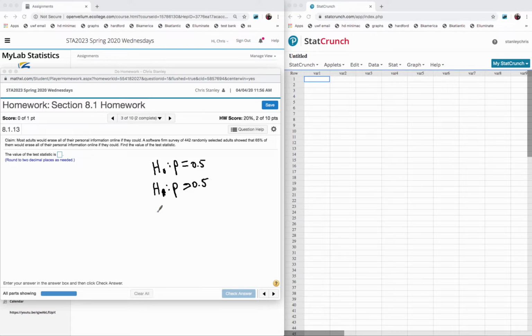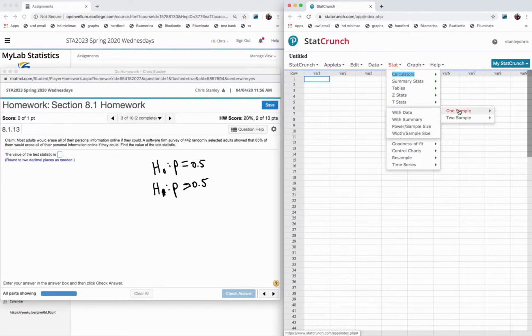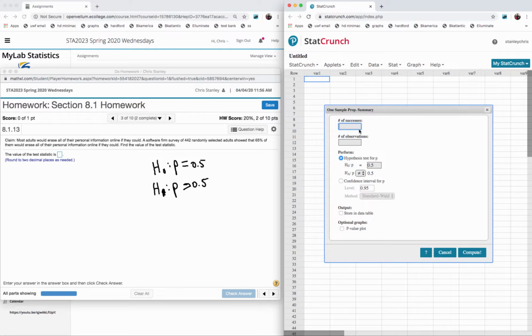Okay, so to find the test statistic, and there is a formula for this, but we're just going to go ahead and run it on StatCrunch. To find the test statistic, you just run a prop stat. So over here, stat, and then proportion stat, one sample. If you watch the videos, this is actually part of 8.2. Okay, so the number of successes would be 65% of 442.